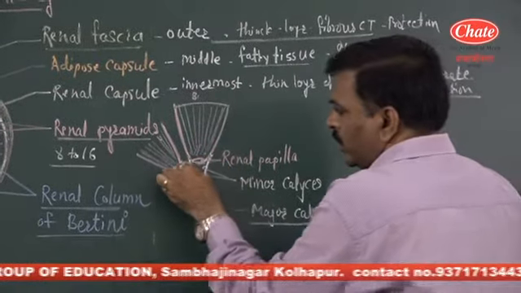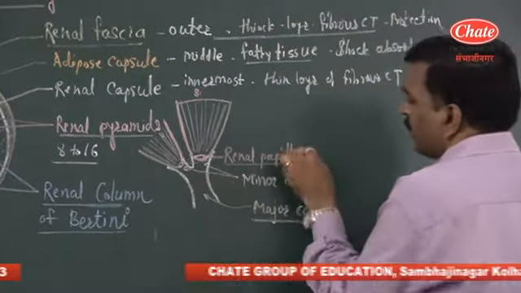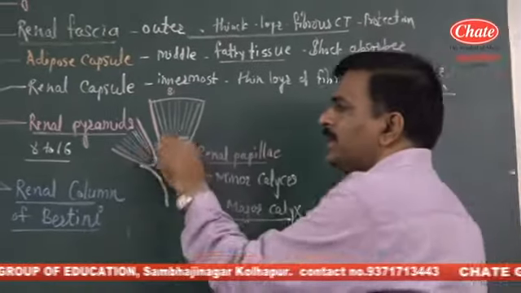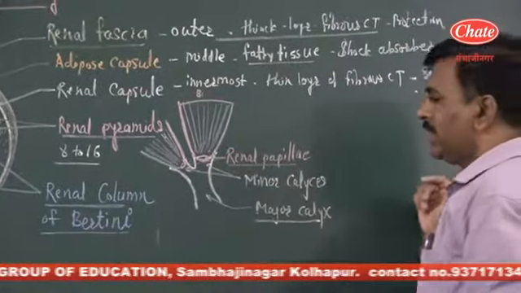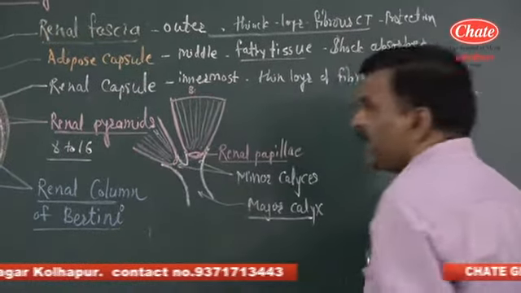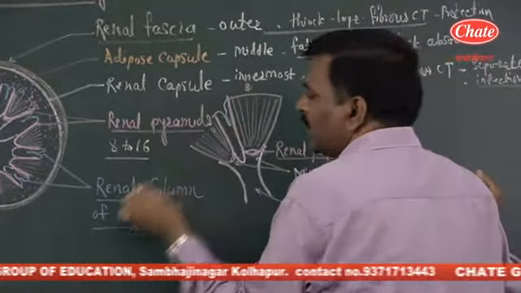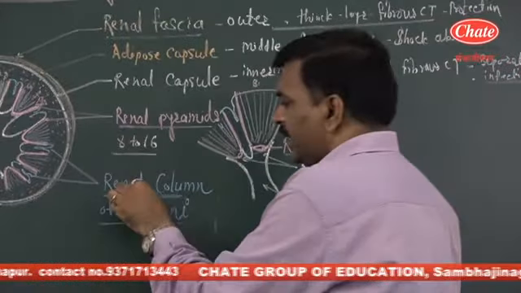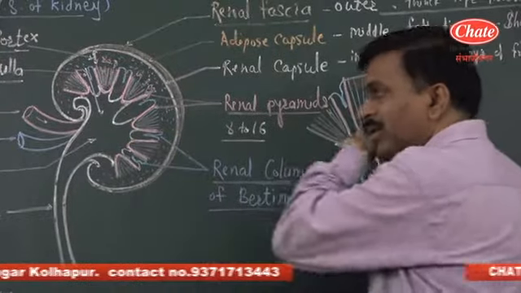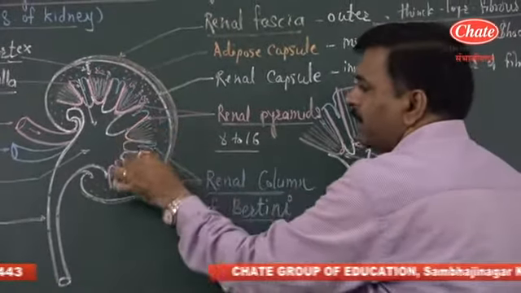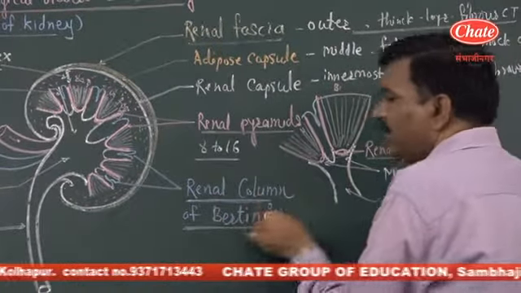This narrow inner side has an opening termed a renal papilla. In plural form, it is termed renal papillae. So at the base of each renal pyramid there is a renal papilla, and together they form the renal papillae. Now each pyramid gets separated from another pyramid by a column of Bertini. The renal column of Bertini is the extended portion of the cortex that lies in the medulla and separates the pyramids from each other.